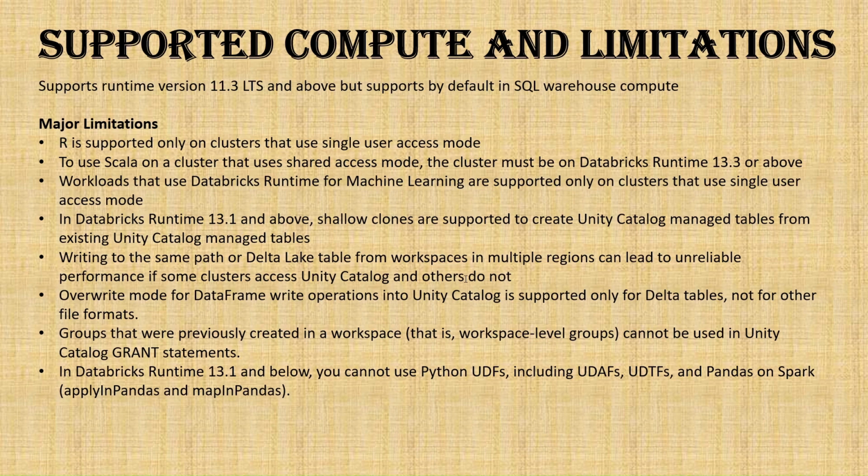Next is the major one: writing to the same path or Delta Lake table from workspaces in multiple regions can lead to unreliable performance if some clusters access Unity Catalog and others do not. So normally what you can do is have all the workspaces in the same region so that you can avoid this issue. And also you can have a lot more processes in your organization.